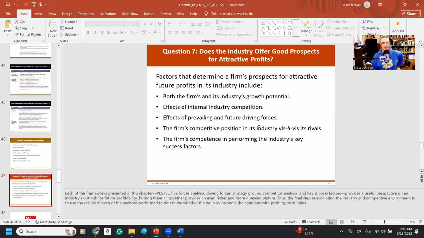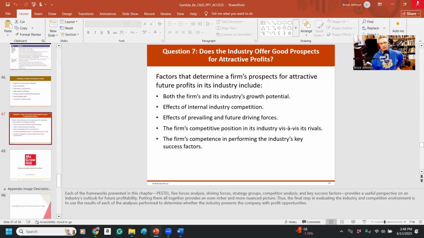How strong is the rivalry and competence in performing the industry's key success factors? What does success look like?